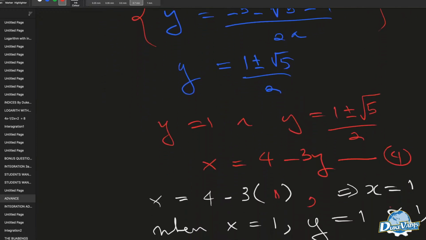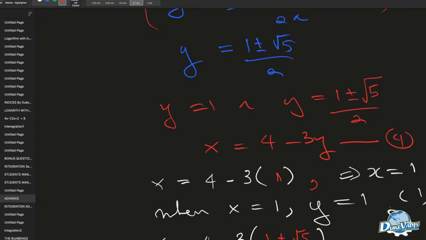If we use the almighty quadratic formula, which we all know, and substitute the respective values into the equation, we have y equals 1 plus or minus square root of 5 over 2. Then it means y is equal to 1, that is one of the roots, and y equals 1 plus or minus square root of 5 over 2 is also one of the values of y.